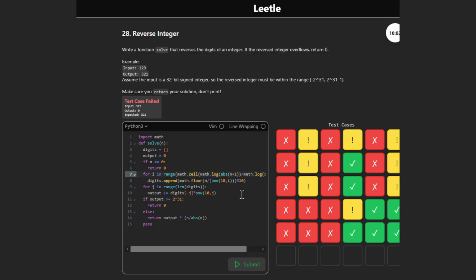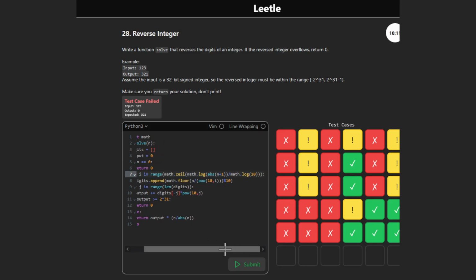So okay, let's start with n plus 1. 1, 2, 4. Absolute of that is 1, 2, 4. The logarithm of that divided by the logarithm of 10 means we're going to be somewhere in the world of 2 point something. And then we're going to ceiling that to give 3. So for i in range of 3, we're going to have 0, 1, and 2. Digits.append math.floor of 1, 2, 3 divided by 10 to the power of 0, which is 1. 1, 2, 3 divided by 1 gives you 1, 2, 3. Mod 10 is 3. Digits.append 3.